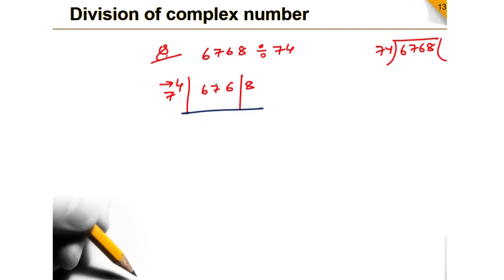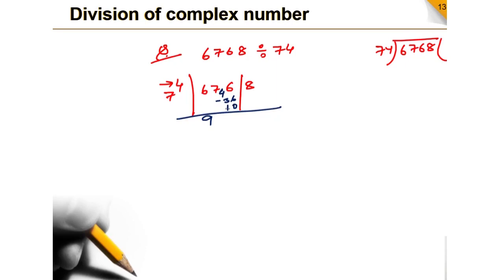So we are going to take 67. So 7 7 is 49, 7 8 is 56, 7 9 is 63. So 9 is the quotient. What is the 63? So what is the remainder? 4. So this number will become 46. So we need to subtract 9 into 4, that is minus 36. So what is the remaining number? The remainder is 46 minus 36, that is 10.